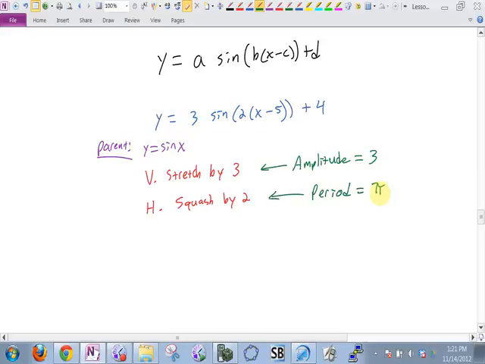So negative. If it's negative, it's a reflection. If it's a number between 0 and 1, a decimal, that's a stretch. If that were a negative 2, it's still a squash by 2, but the negative causes it to reflect through which axis? The y. Okay, what else do we do to the graph? You're going to shift it right 5 and up 4.